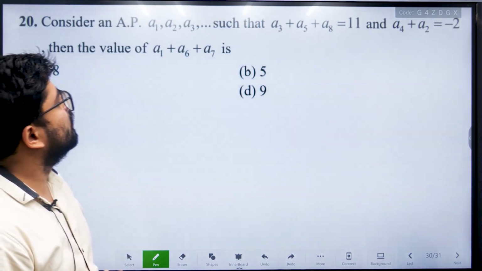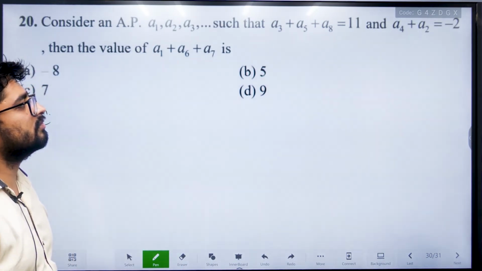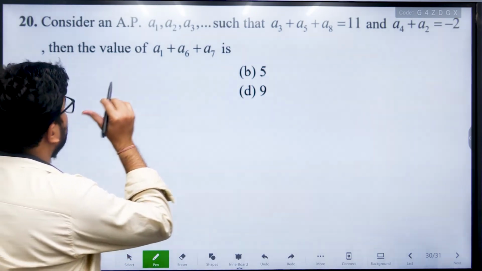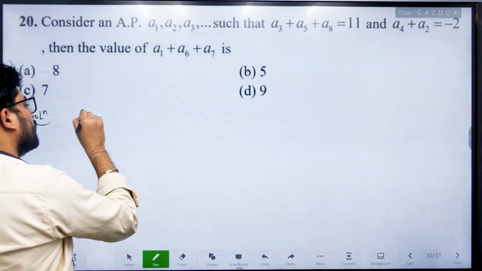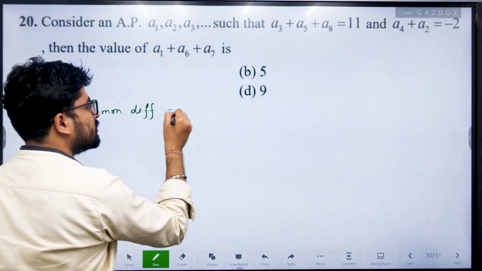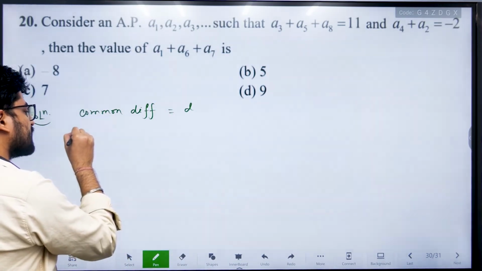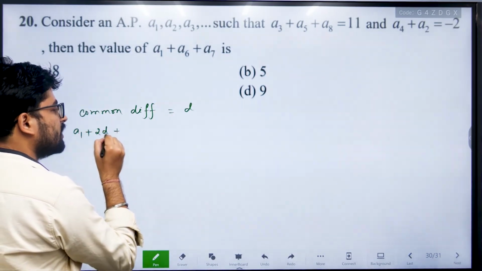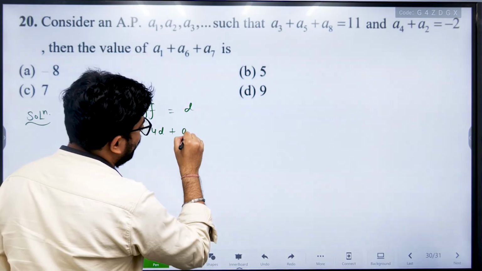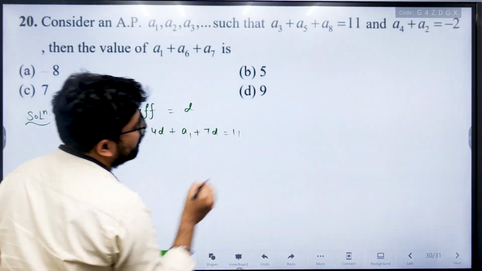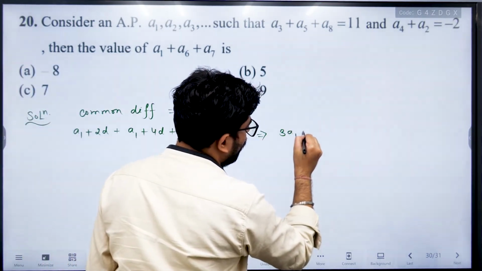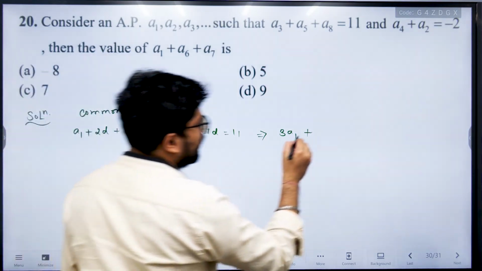Consider an AP such that the sum of the 3rd, 5th and 8th term is 11. Let's say the common difference is D. So A3 can be written as A1 plus 2D, plus A5 is A1 plus 4D, and A8 is A1 plus 7D, which is equal to 11. So from here you can say 3A1 plus 13D is 11.